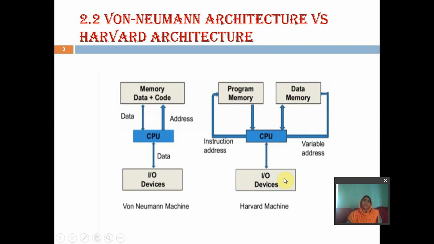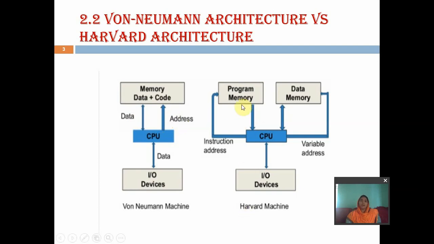The next topic is Von Neumann architecture versus Harvard architecture. Coming to the first one, in Von Neumann architecture a single memory is divided into two parts: the first part is data memory and the second is program memory. In this method we have a single bus, through which we can access the data and also the instruction or code.